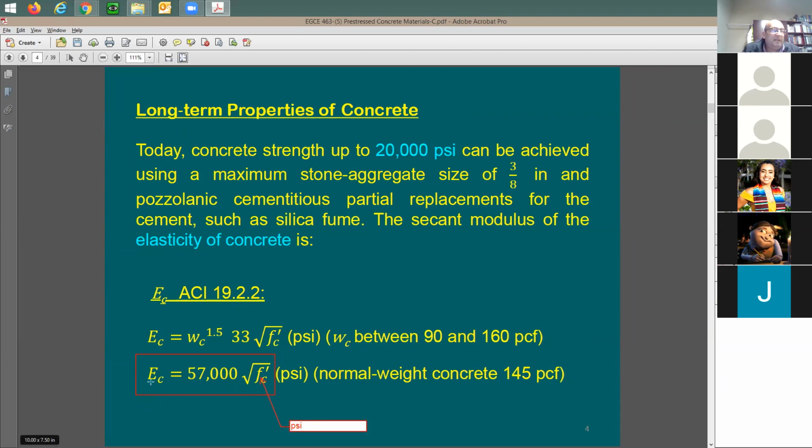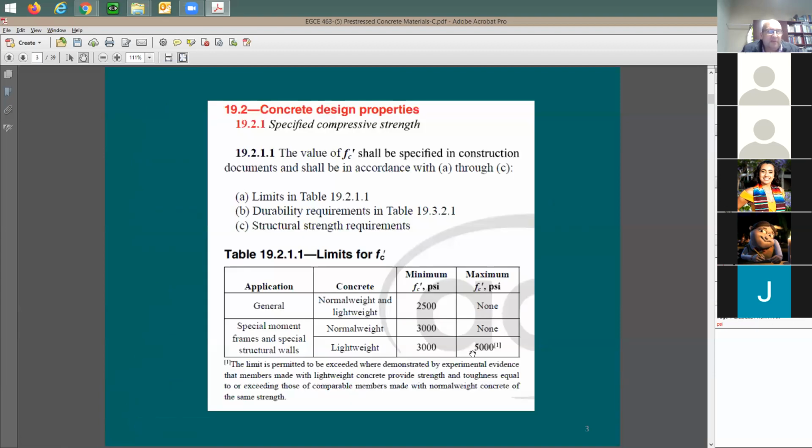And E sub C itself, based on this equation, is also going to be in psi. So if you put this in psi, this also is going to be in psi, pounds per square inch. Now, this range of concrete strength is also given in this table that we have seen already in one of the earlier slide sets at the beginning. It shows here that 2,500 all the way to 5,000 is very common, the conventional range, and this is covered directly by the ACI.